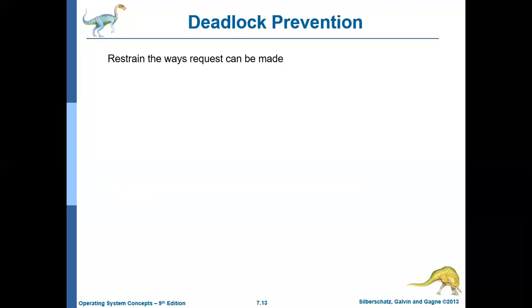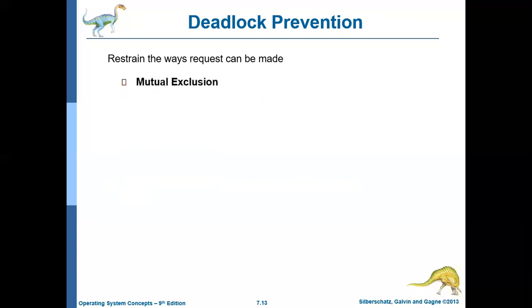So what the deadlock prevention technique says is that you make sure that at least one of these conditions is not satisfied. If you ensure that at least one of the conditions is not satisfied, then your system will not enter a deadlock state. So let us see how that can be done.